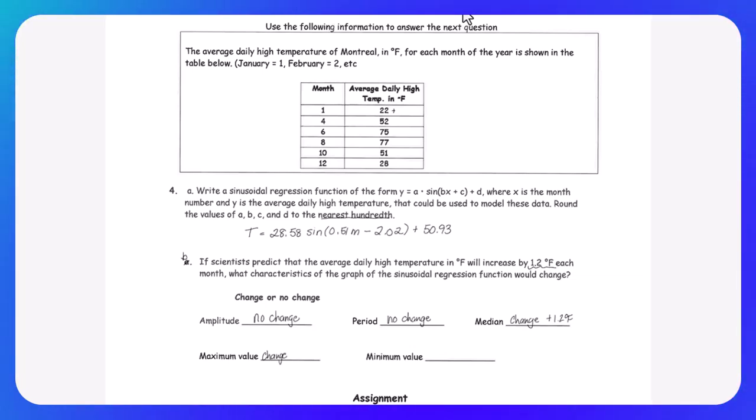So if the same amount is applied or increased or decreased, the maximum, minimum, and median will also increase or decrease by that amount. And here we add 1.2 degrees Fahrenheit.